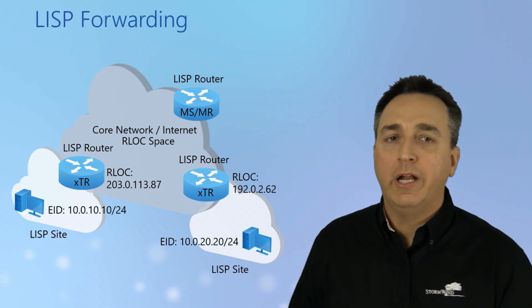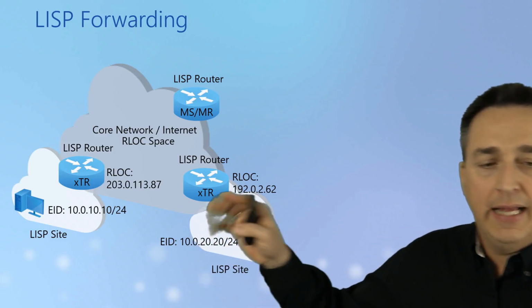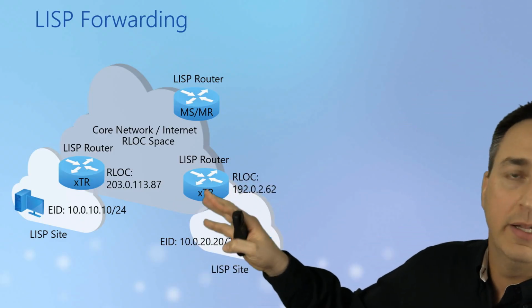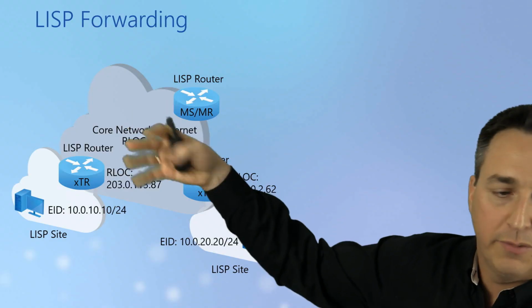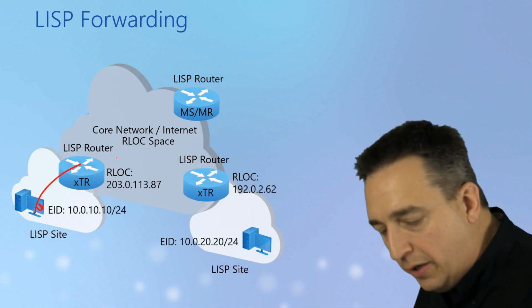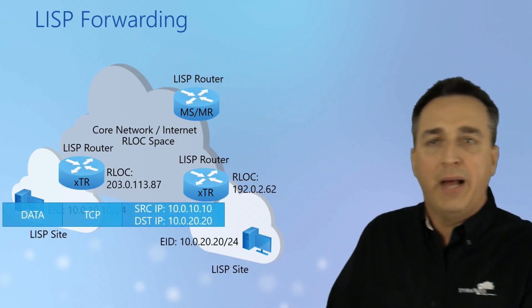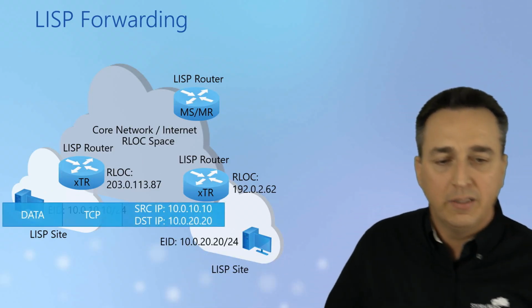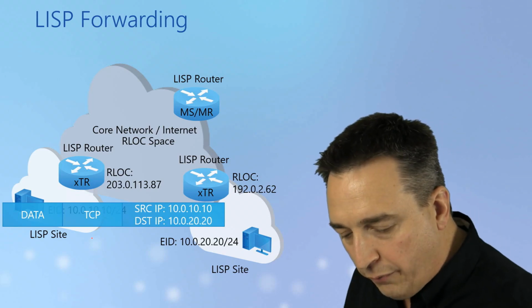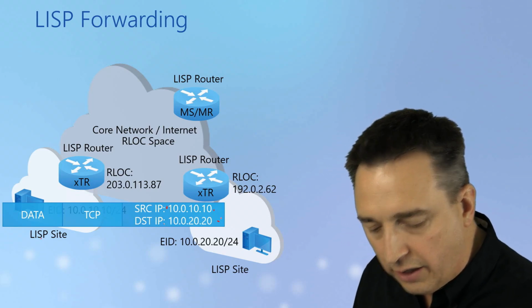All right, now what about forwarding? Let's diagram forwarding so you can have a better understanding. In a purely LISP environment, with, let's say, IS-IS running underneath all of this, what's going to happen? Well, let's say this user wants to talk to this user over here. What does the user on the left-hand side do? They create a packet. The packet says, I want to go from me, which is 10.0.10.10, to 10.0.20.20.